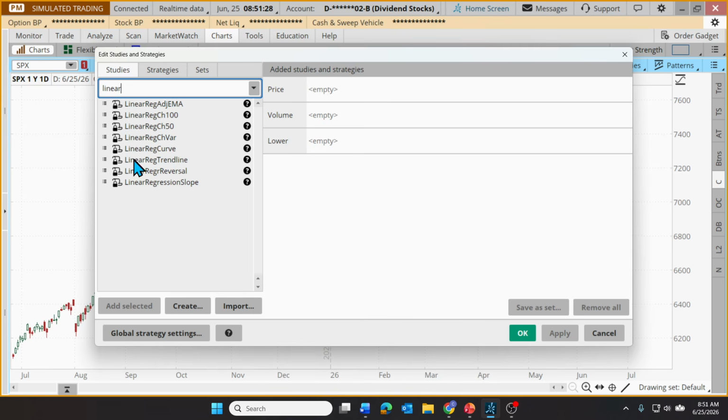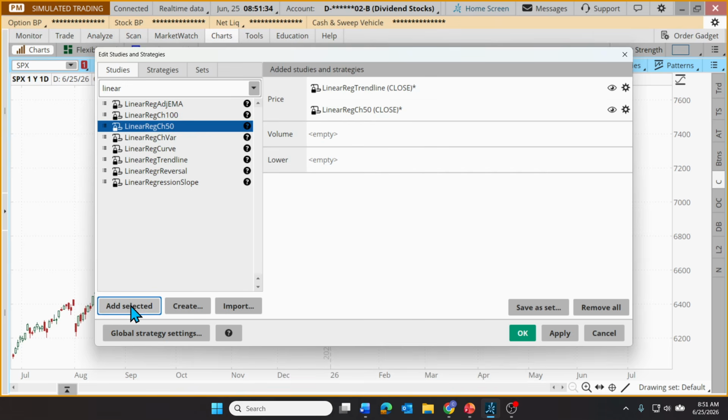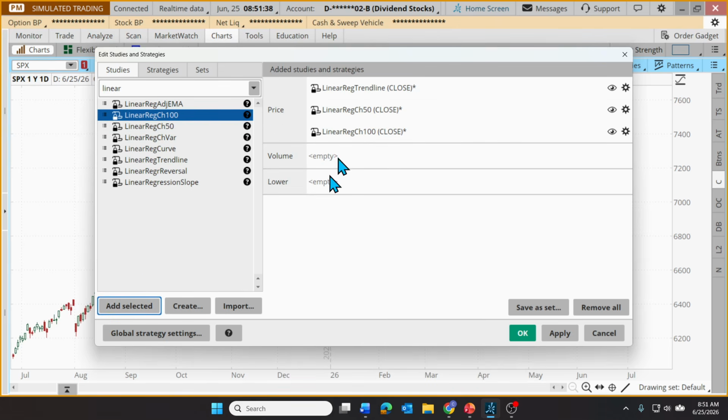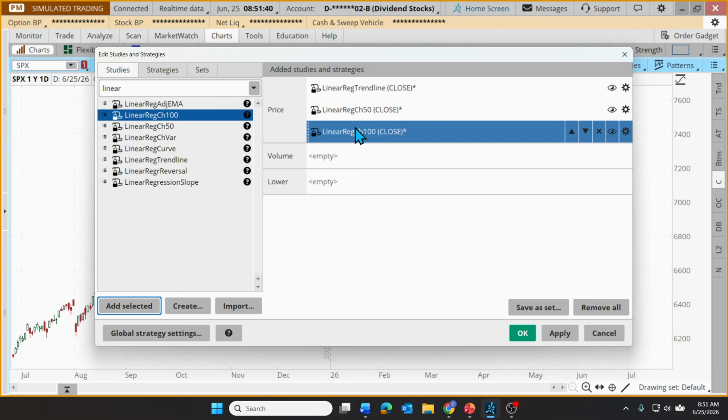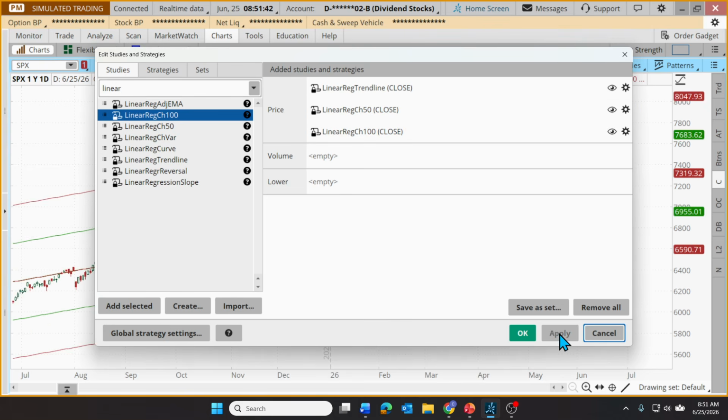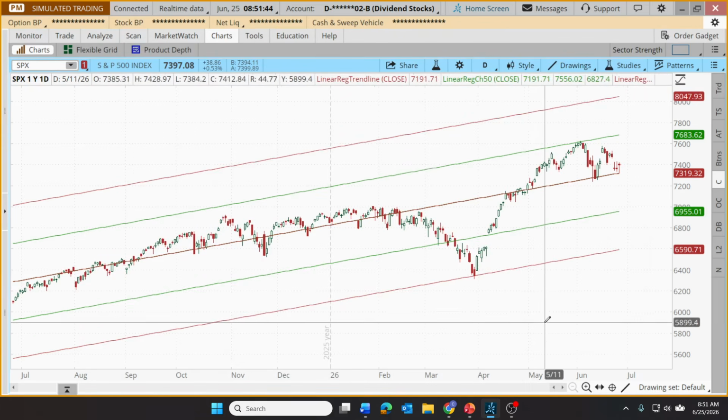And the 3 that we're going to enter are the linear regression trend line, let's add that, the linear regression channel 50, let's add that, and the linear regression channel 100, and we'll add that to our chart. So I'll explain what each of these are in sequential order. Let's click apply and click OK. So here's what we're left with.